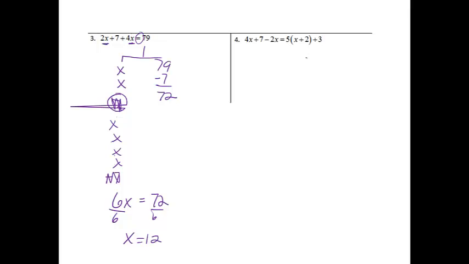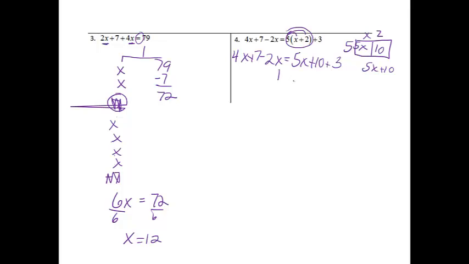Before I get going on this one, I do notice that I've got a parentheses going on here, so we could either use our arrows, or I always like to draw my area model. So we've got x and 2, so 5 times x is 5x, 5 times 2 is 10, which makes me get 5x plus 10. So when I go to rewrite this equation, I'm going to have 4x plus 7 minus 2x equals 5x plus 10 plus 3. I am now ready to draw my area model.